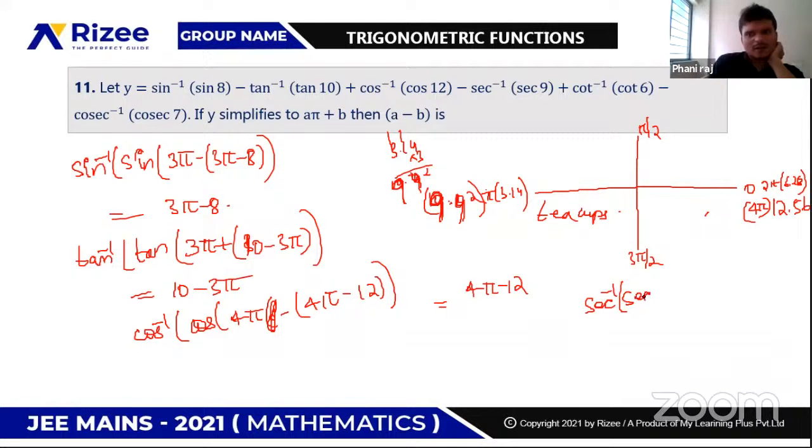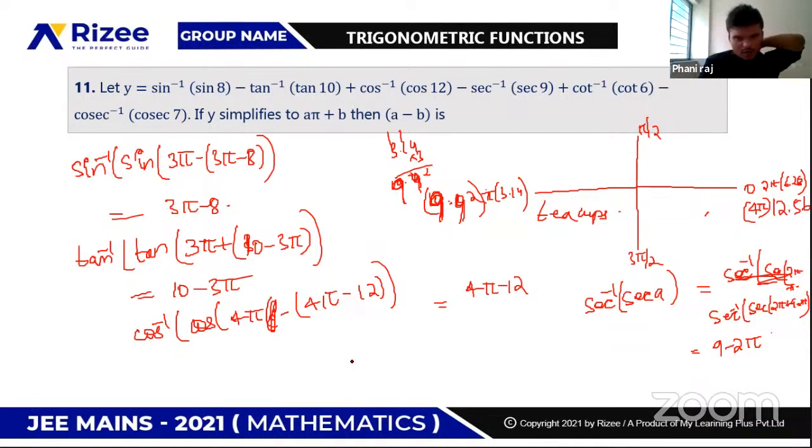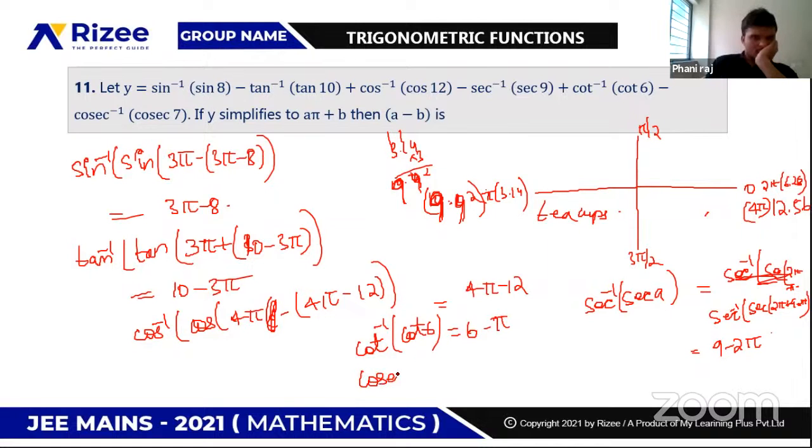So similarly, secant inverse of secant 9. 9 is less than 9.42, but if I write it here, secant is not positive. Secant is positive here, so I cannot write 3 pi minus. I should write it as 2 pi plus, so that it falls in the first quadrant, where everything is positive. So it's secant inverse of secant of 2 pi plus 9 minus 2 pi. This is the same as 9 minus 2 pi. Similarly, you can do the same for cot also. So for cot, you get 6 minus 5. And for cosecant inverse of cosecant 7, 7 minus 2 pi.